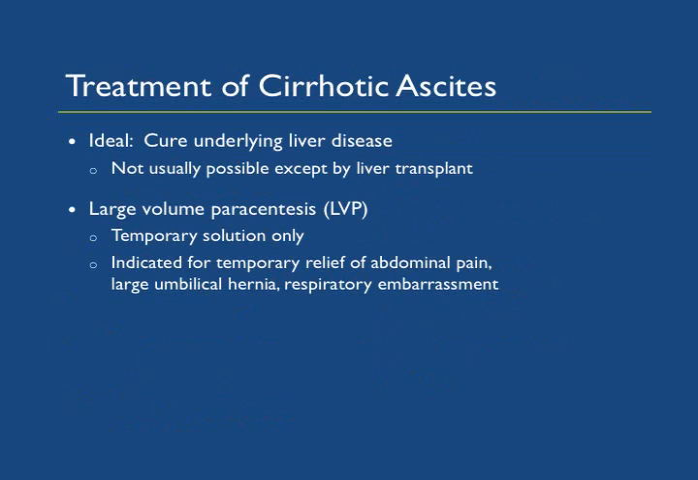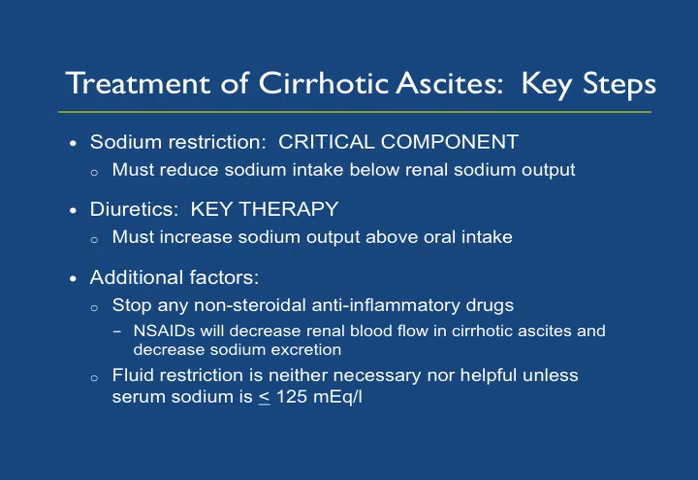The treatment of cirrhotic ascites, therefore, is both ideal and practical. The ideal circumstance is to cure the underlying liver disease, not usually possible except by liver transplant. Therefore, we can do large volume paracenteses. This is a temporary solution only, but it's indicated for temporary relief of abdominal pain, large umbilical hernia, respiratory embarrassment, etc. The definitive treatment of cirrhotic ascites with medical therapy is listed here with the key steps.